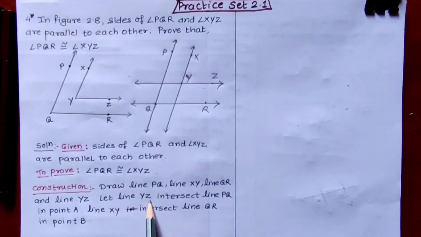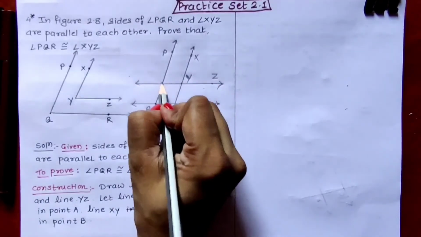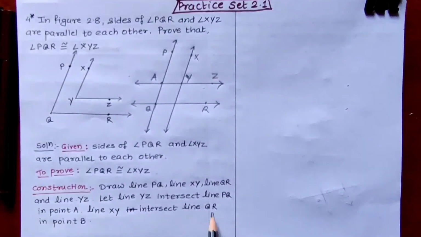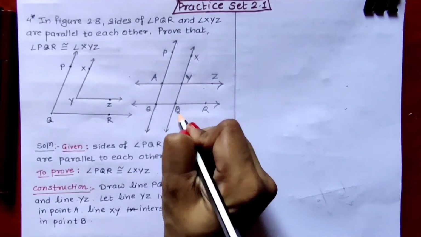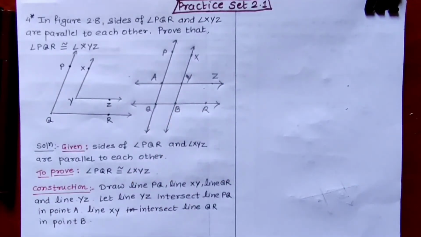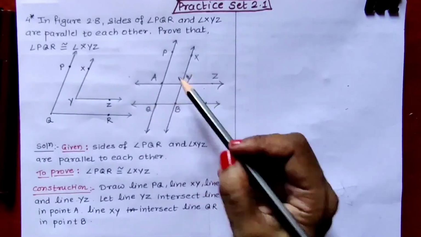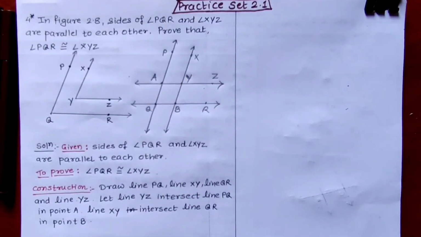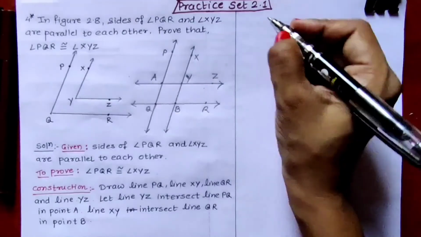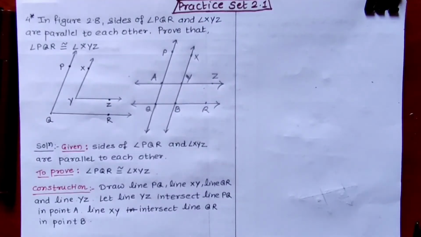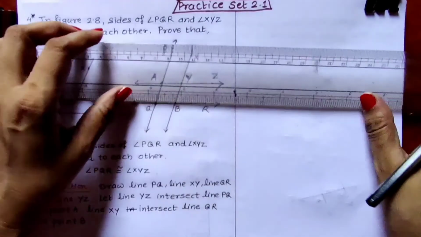What we have written? YZ intersect line PQ in point A, and XY intersect line QR in point B. So in this way we have got these parallel lines and they are intersecting each other in this way. So let us write the solution, and we will have to write in 2 parts, statement and reason. So I will be making 2 parts here.